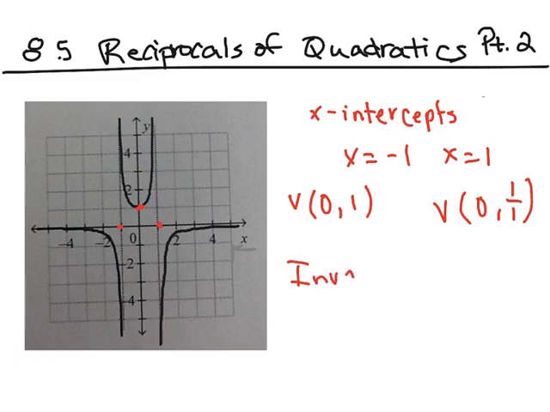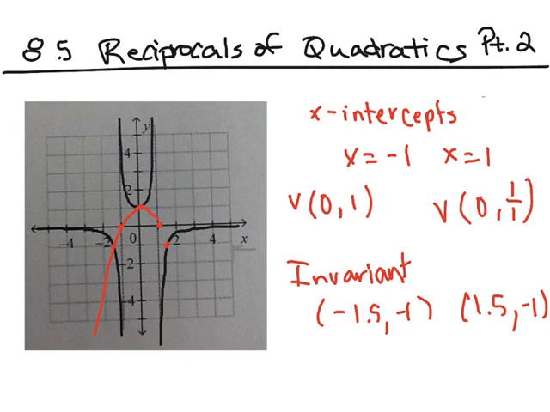And the last point is to find our invariant points. And they're right here when y is 1, negative 1. So they're at negative 1.5 and negative 1 and 1.5 and negative 1. All you have to do is draw your parabola through your points. And now that's how you graph f of x from 1 over f of x.